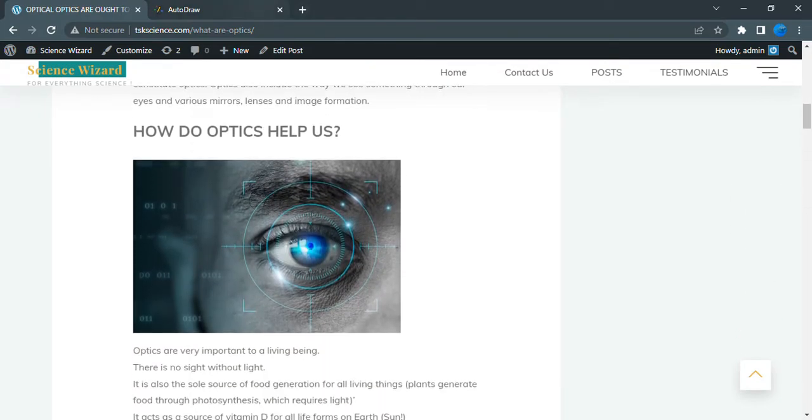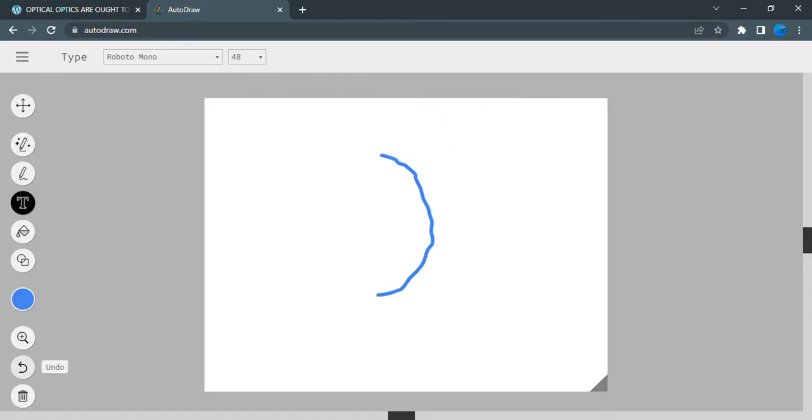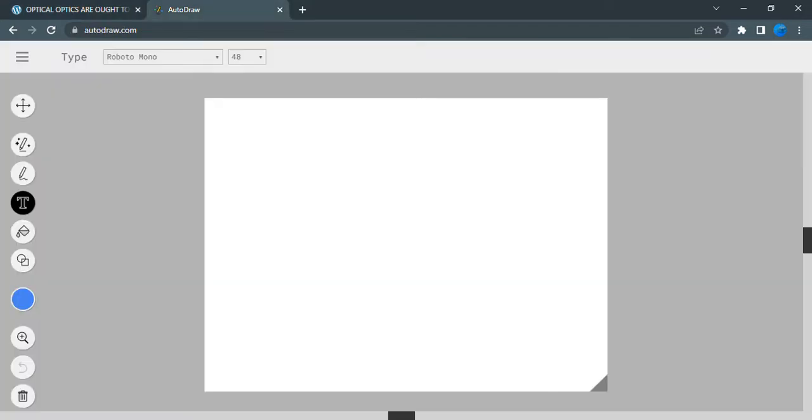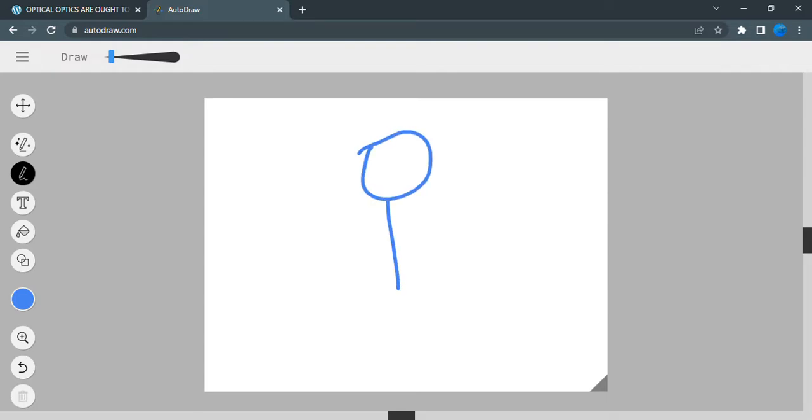Now, you might also think, how do optics help us? Optics help us by providing vision to living organisms, and it also provides us with food through plants, which take in food through photosynthesis, which requires light. Now, how does it provide vision to living organisms? For example, let's take a human. This is a stick diagram of a human.